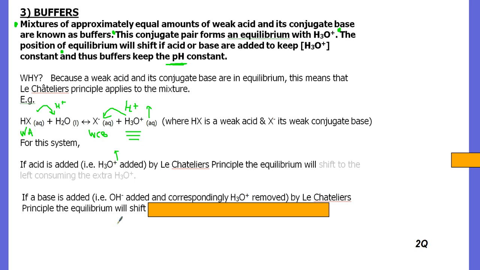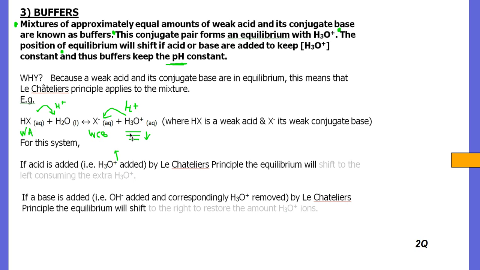And the same thing happens if you add a base. If you add a base, that's the same as adding hydroxide ions. But adding hydroxide ions, all they're going to be doing is reacting with the H3O+. So when we say adding a base, yes, that is adding hydroxide ions, but effectively all we're doing is removing H3O+ ions. By Le Chatelier's principle, equilibrium is going to shift to the right. If we've dropped the hydronium ion concentration, the system is just going to shift to the right to make more hydronium ions. So no matter what we do to this buffer system, whether we add acid or base to it, this equilibrium is going to keep shifting backwards and forwards to keep this H3O+ constant.